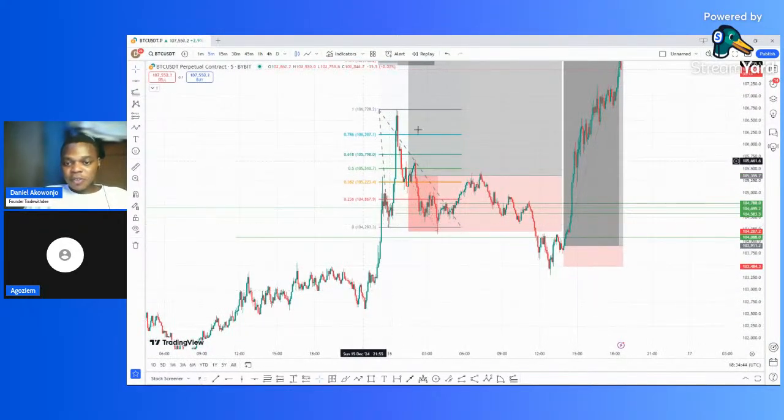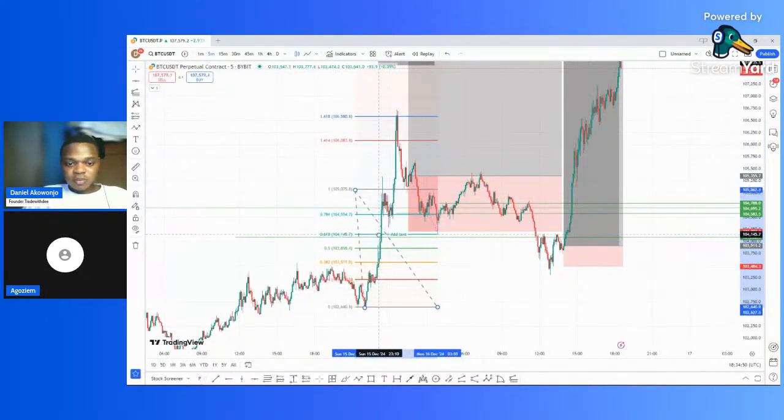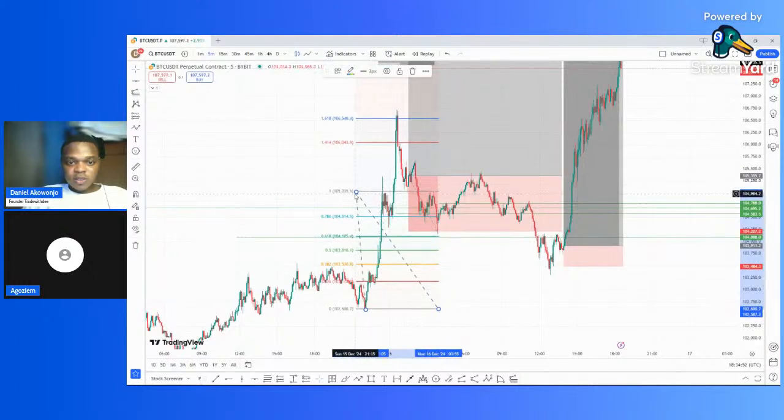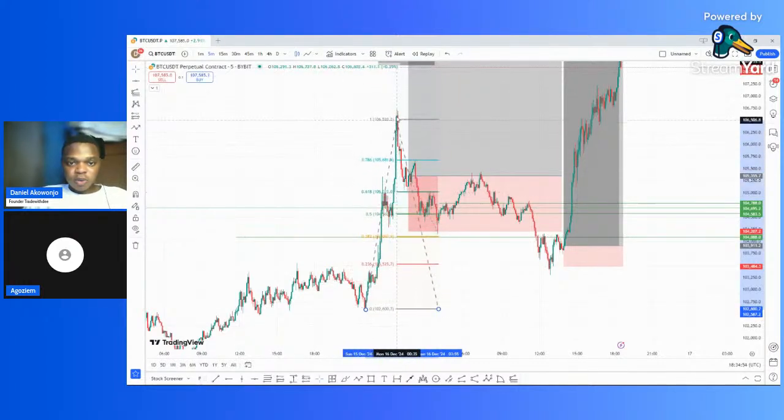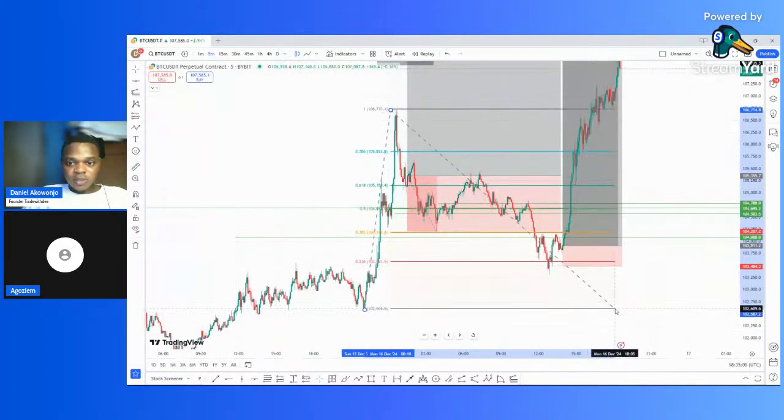Having gotten an SL on this particular trade, look at what I did. I took an entry on this point, then I took another entry on this point. Do you see that? Yes, I took an entry on that point. So now I went as far as this.